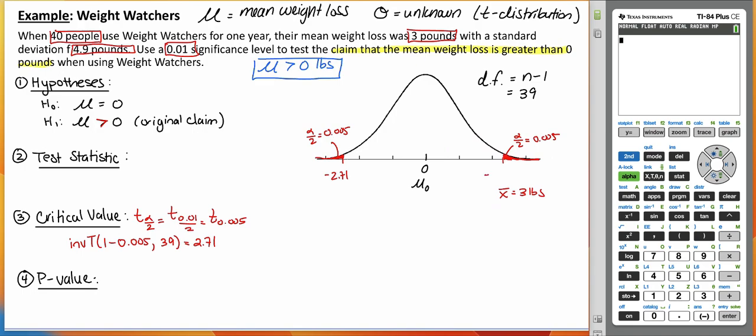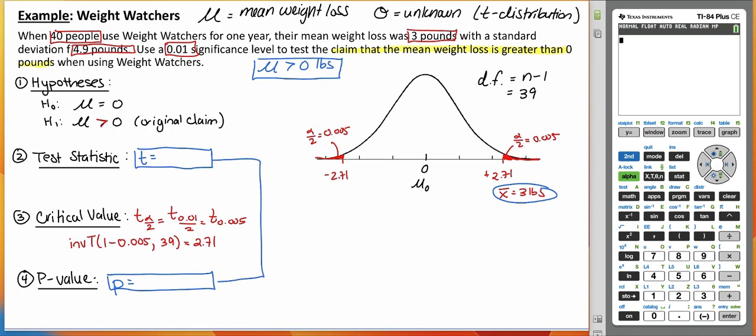And then that critical value on the right is positive 2.71. Okay, now what we need to do is calculate the test statistic, which is a t-value. So I need to know, what is the test statistic that corresponds to our sample mean of 3 pounds? And then what is the probability of that happening? So what's the p-value? I'm going to show you how to use your calculator to get these values.